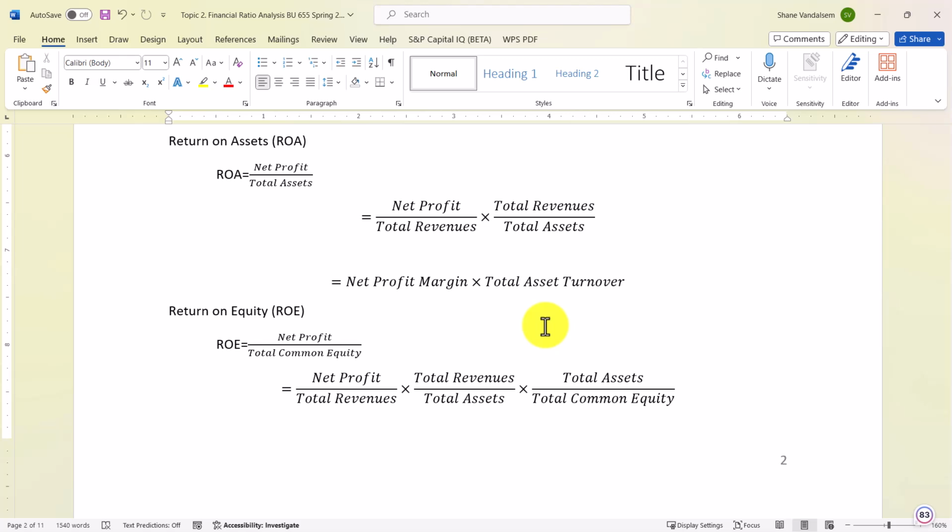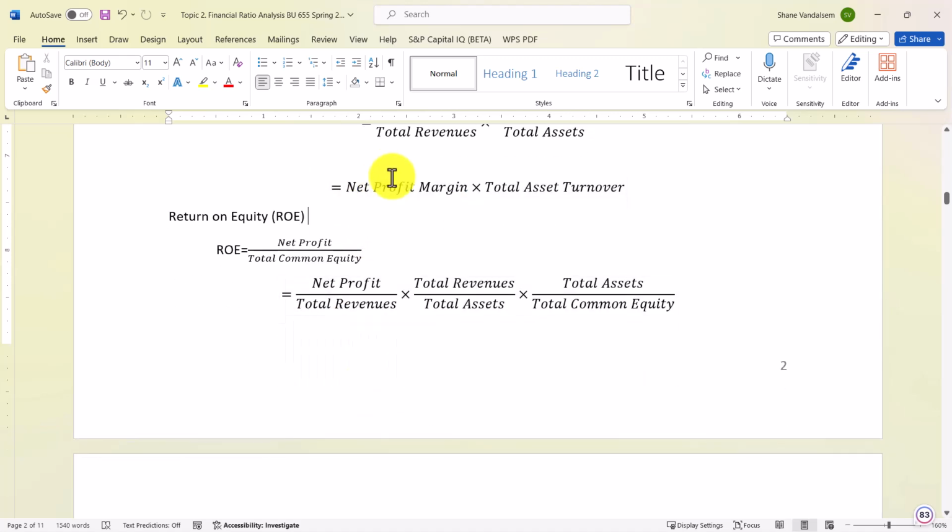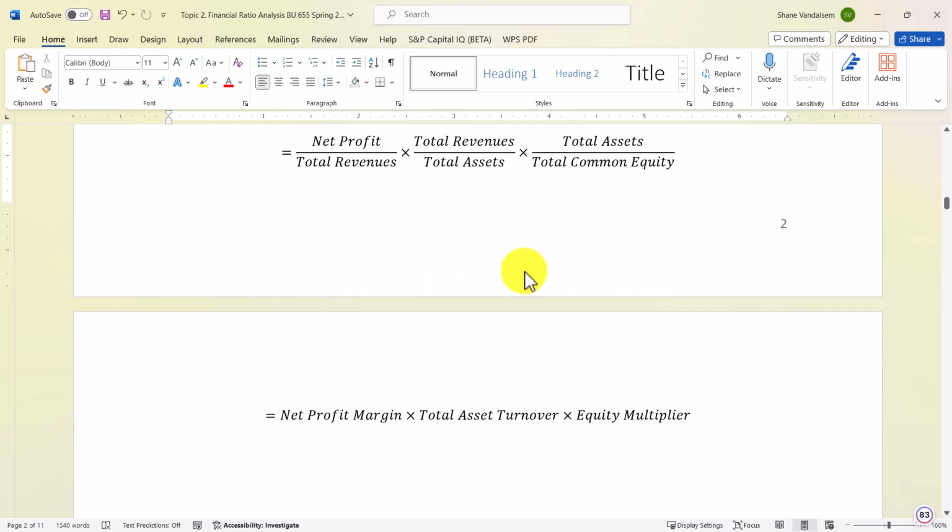So the folks at DuPont said that they wanted to see how the managers were generating this ROE. So they broke it up into many different pieces. We're going to focus on the big three pieces here. Net profit over total revenues, which is our net profit margin. Total revenues divided by total assets, which is our total asset turnover. And then finally, total assets divided by total common equity, which is the equity multiplier.